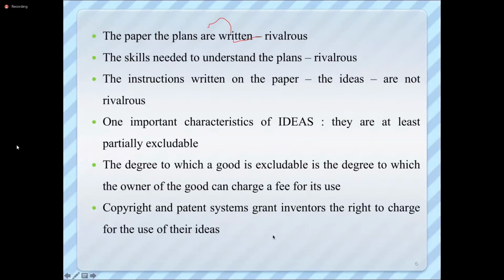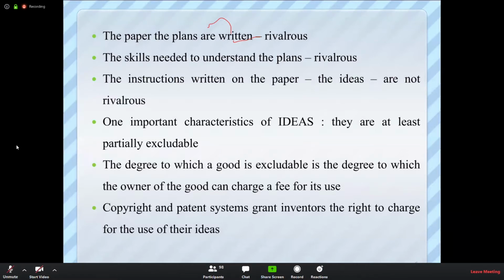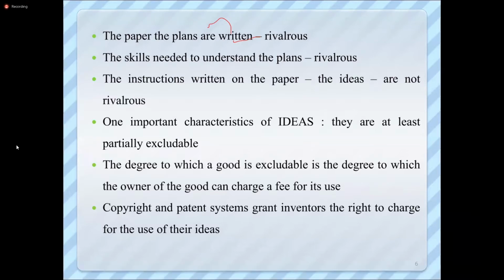Right. Okay, so what we are talking about is the paper. The plans that are written are rivalrous, because you need someone to sacrifice their time, use their skills, and come up with the idea, right? So the paper itself is rivalrous, right? We have copyright for books and so on. The skills needed to understand the plans are also rivalrous. The instructions written on the paper are not rivalrous.